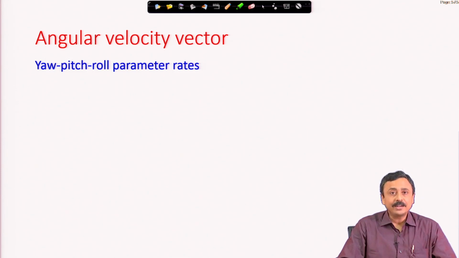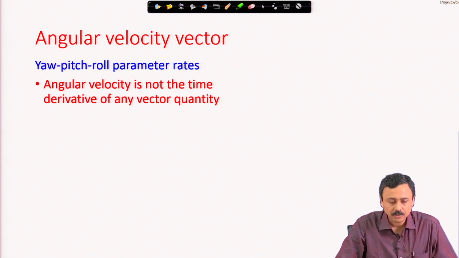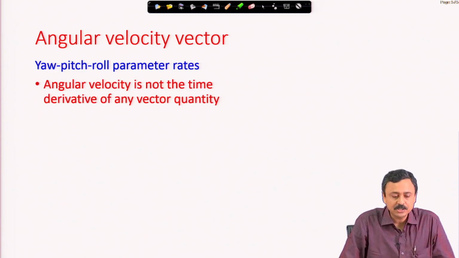Therefore, we cannot integrate the angular velocity vector just like that, because it is not a time derivative of any other vector quantity. So, what we are going to do is represent the angular velocity vector in terms of the yaw pitch roll parameters and their rates. This is required because angular velocity is not the time derivative of any vector quantity.